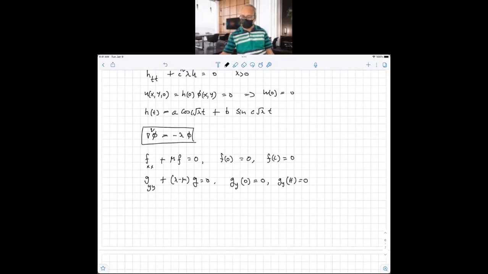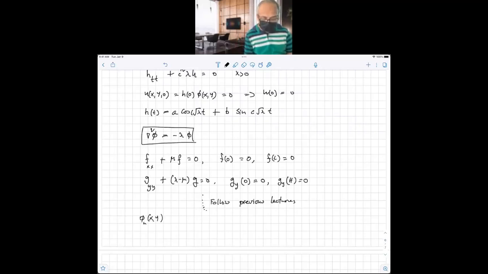So let's say if we write down the solution, I can just say follow previous lectures. Phi of n x y will be sine of n pi x over L cos of n pi y over h.